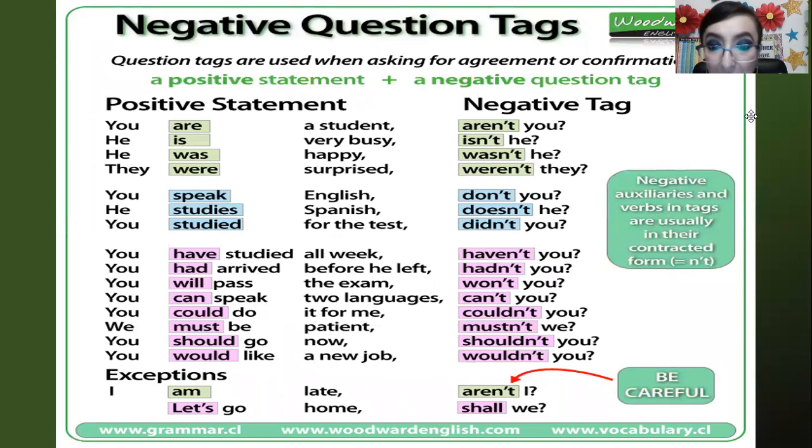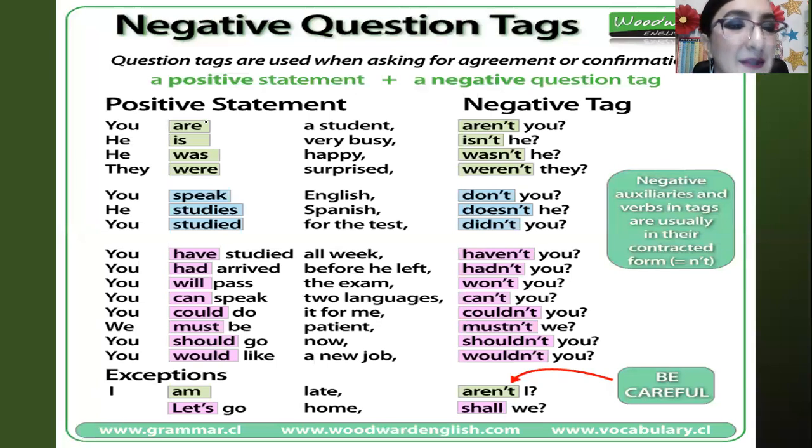On the contrary, we also have negative question tags. If you have a positive statement, we are going to get a negative question tag. For example, you are a student. Aren't you? He is very busy. Isn't he? He was very happy. Wasn't he? They were surprised. Weren't they?